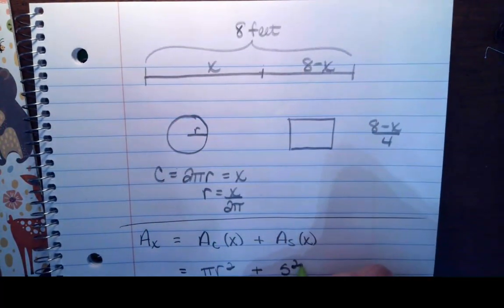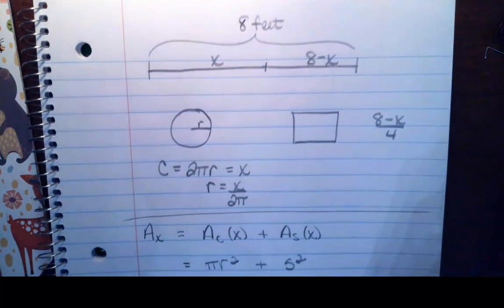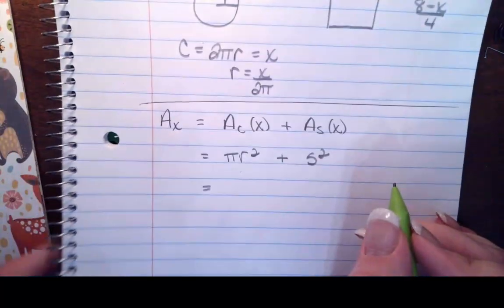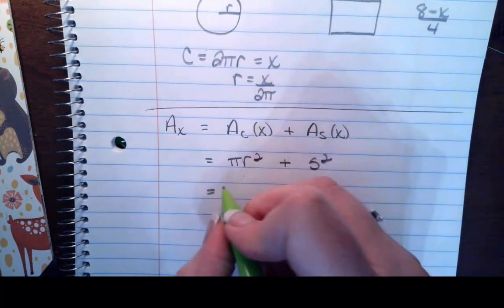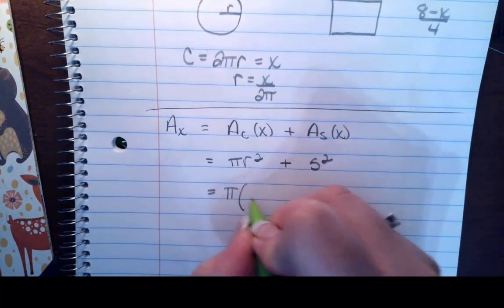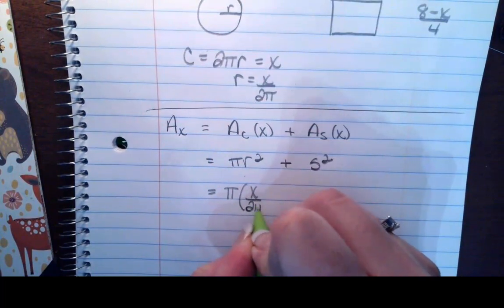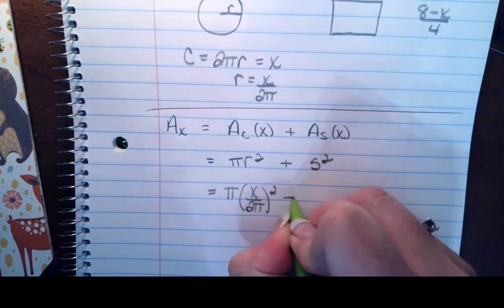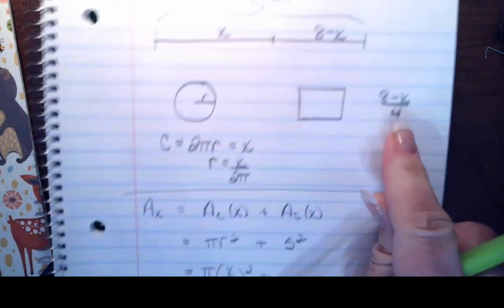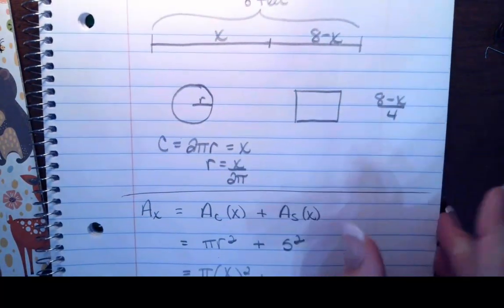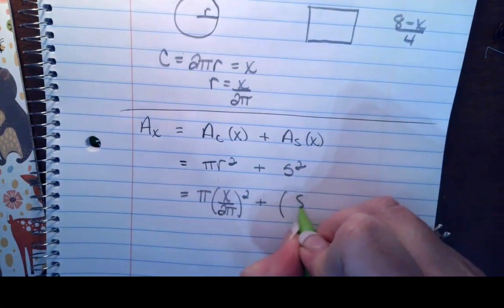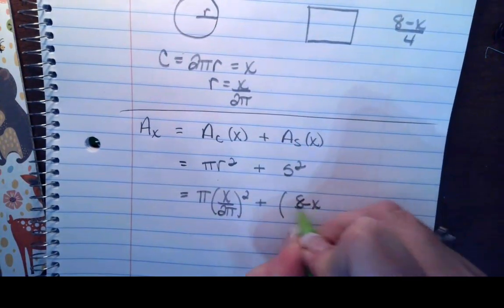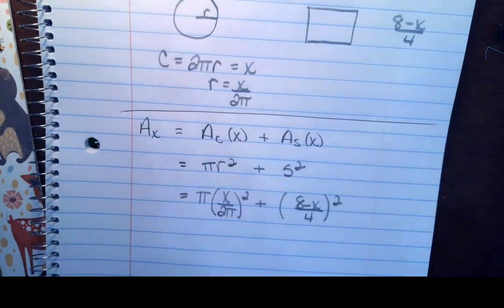It is side squared. So I'm going to turn around and substitute this in. So do I know what the radius is? I do. It is x over 2 pi. So I have pi times (x over 2 pi) squared plus the side squared. Well, the side is (8 minus x) over 4. So I've got (8 minus x over 4) squared.